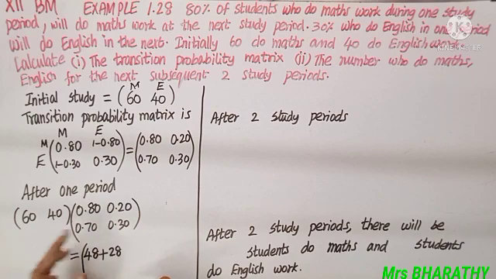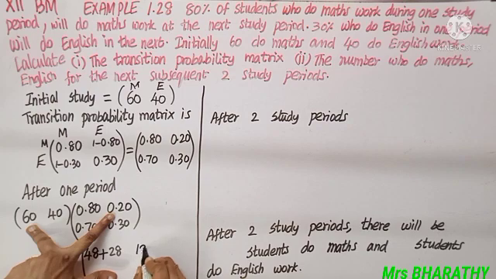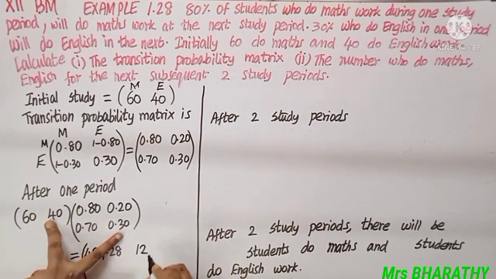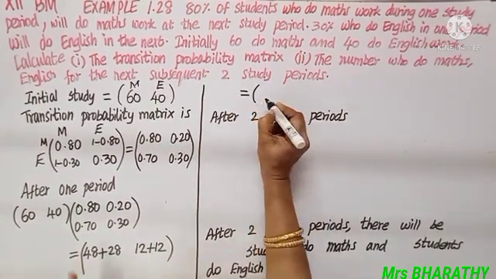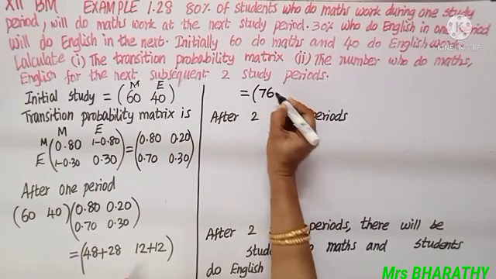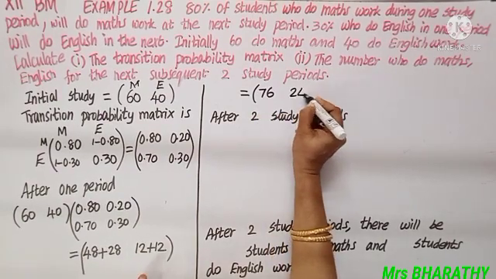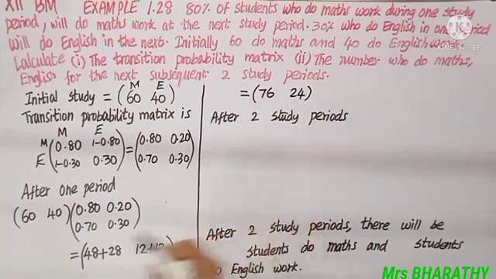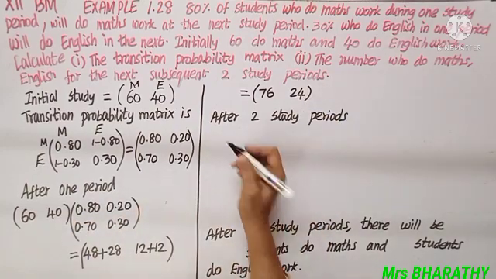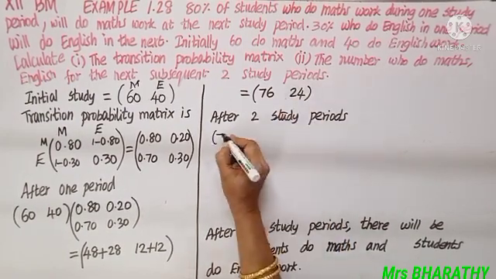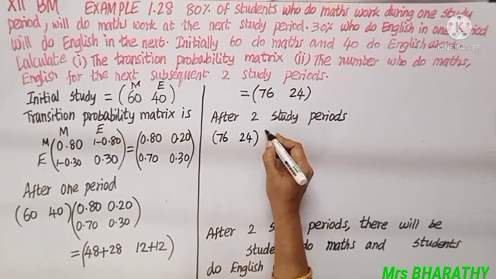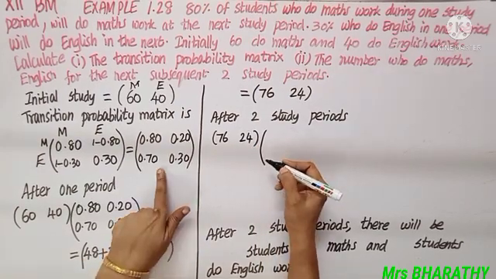Now first row by second column. 60 into 0.20, 12. 40 into 0.30, again it is 12. As I add, I get the answer. 48 plus 28, 76. 12 plus 12, 24. So this is after one period. Now my question is after 2 study periods. So after one period, what happens? We'll multiply with the transition matrix again.